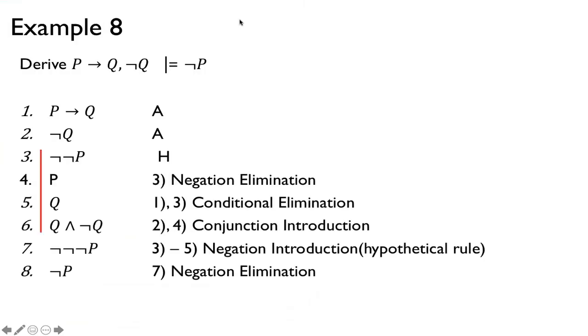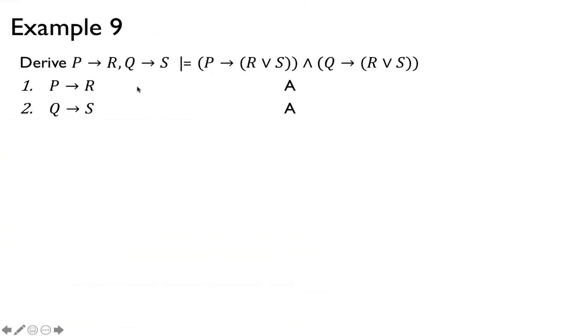Okay, let's go to the next part. This one's a little bit more complicated. P implies R or Q implies S. Can we entail that P implies R or S and Q implies R or S? So these are our two assumptions. The trick here is that we're trying to prove two conditionals, so we know that we have to hypothesize not once but twice, right? The first hypothesizing P, and the second hypothesizing Q.